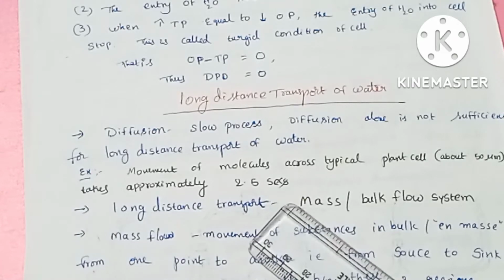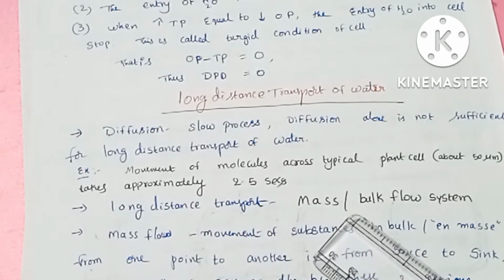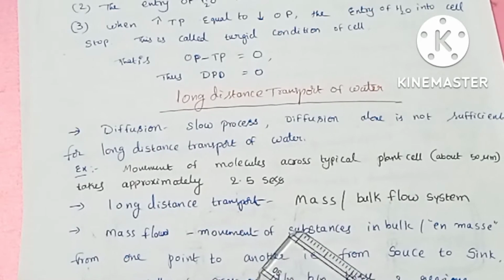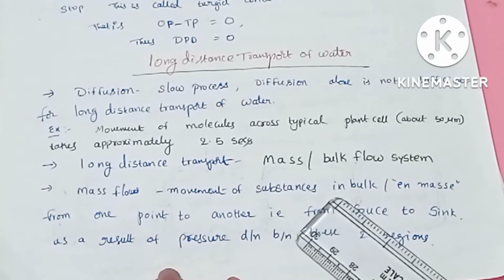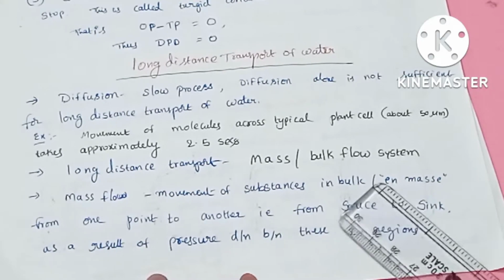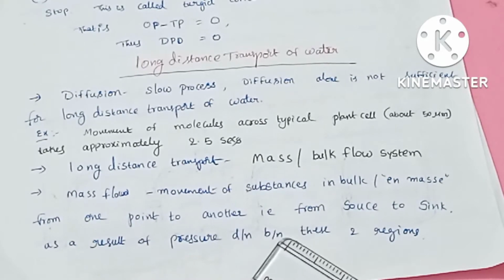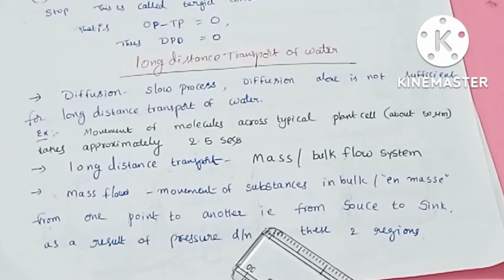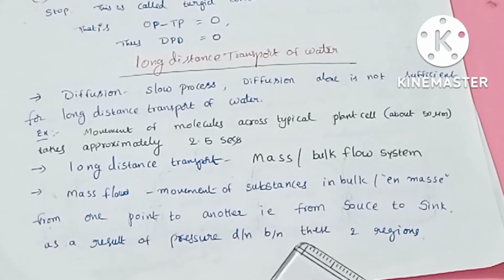For that the long distance transport system is present. This long distance transport is also called as mass or bulk flow system. What is its name? The long distance transport is called as mass or bulk flow system. So in this mass flow, the movement of the substances occurs in bulk, that is, a large amount of the molecules will move, and that bulk movement of the substance is also called as en masse. Here in the mass flow, the substances move from one point to another point because of the differences in the pressure from the source to sink in the two regions. Because of the differences in the pressure, the movement of the substances will occur.